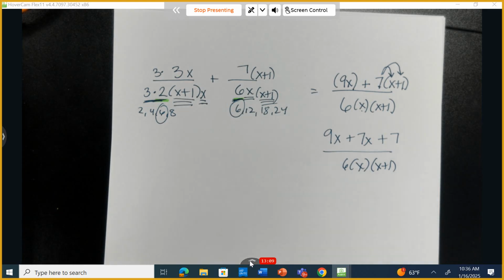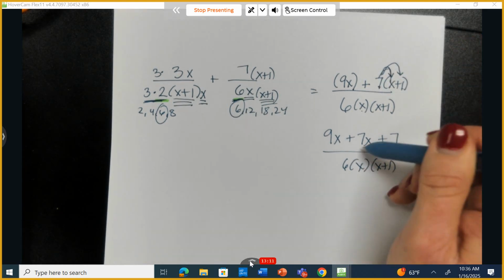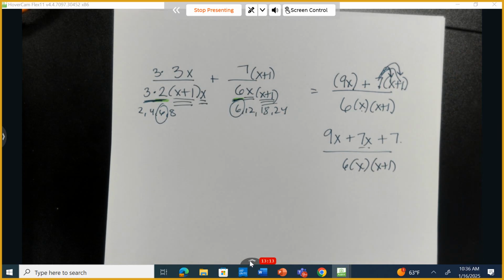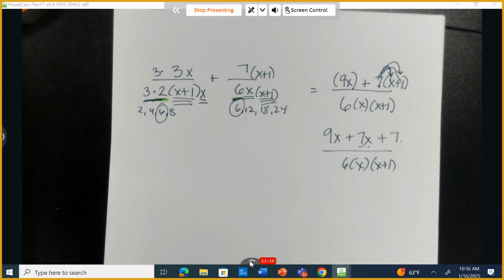How did I get another 7? Because 7 times x is 7x, and 7 times 1 is 7. Yep, just distribute it. Now on top, Andy, there's 3 terms on top. Which 2 can you combine?